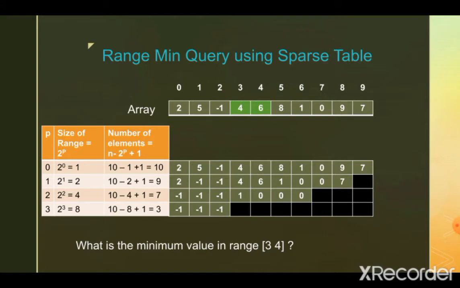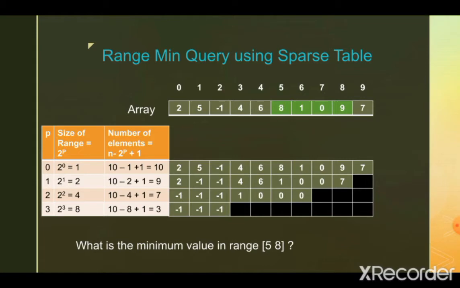Similarly, now let's see how we can compute the minimum of the range from 3 to 4. Now the length of this range is equal to 2. So the minimum value for this range is contained in the second row, and its value is 4 as highlighted in the figure.